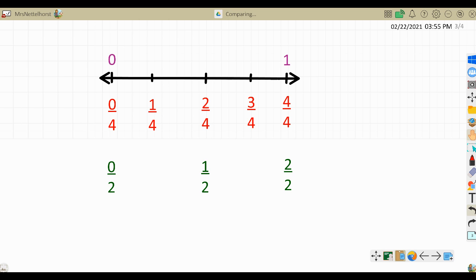So at the first tick mark, I have 0/4. Now notice they're all 4s because it's 4 equal parts. So this is 0/4. The next tick mark is 1/4. The next tick mark is 2/4. The next tick mark is 3/4. And the last tick mark is 4/4.